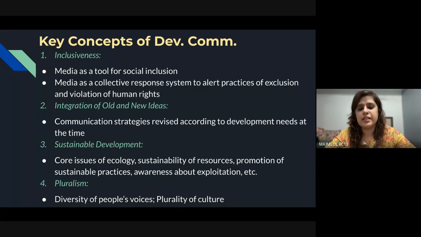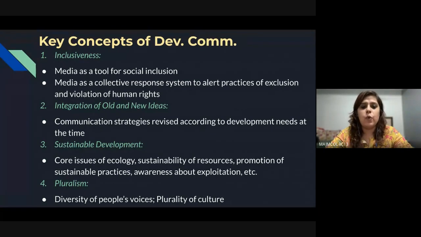Therefore, media acts as a tool for bringing everyone together and for socially including everyone without the exclusion side of it. It also acts as a collective response system to alert against practices of exclusion and violation of human rights. Now, essentially, mass media is not the tool for a collective response system, but it's the alternative media channels that are taking that initiative to bring everyone under the umbrella to bring about inclusive development across all kinds of communities and all kinds of nations.